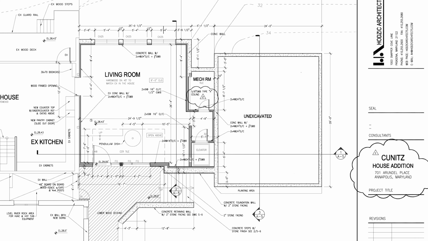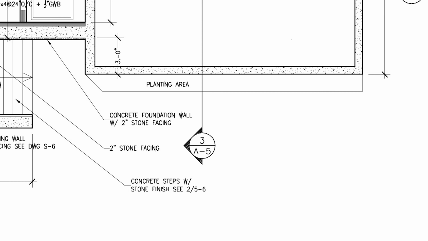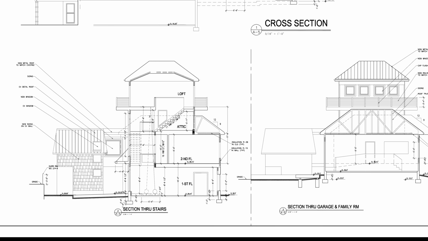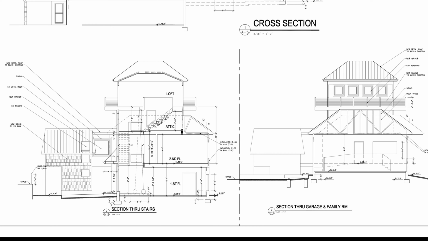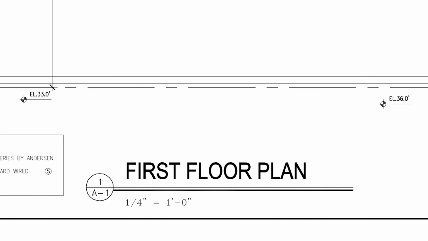Here we have our first example of a section. This is the symbol for a section. So this will be section number 2 on sheet A5. This is section number 3 on sheet A5. If you look at sheet A5, you will see a section through here, looking that way, and a section through here, looking that way. Essentially you're cutting from this point and then looking that way. So here we have the first floor plan note, and it shows that it's drawn in 1/4-inch scale.